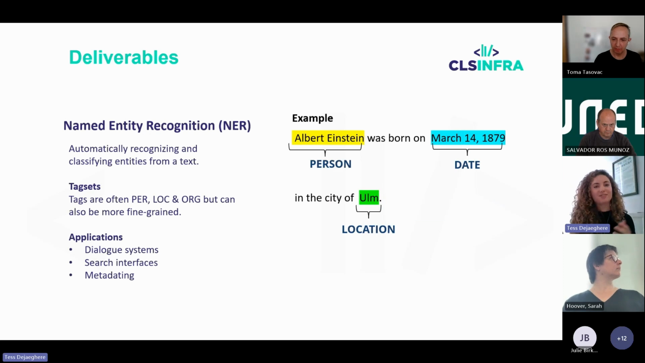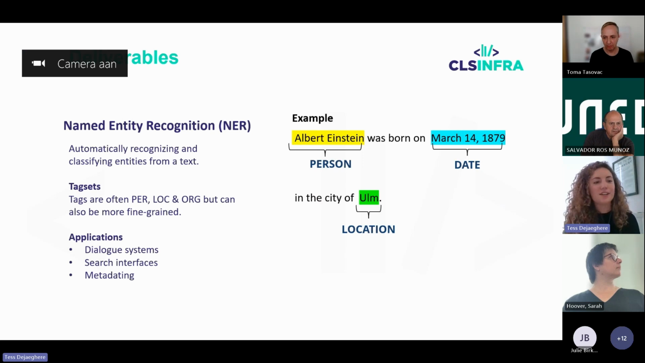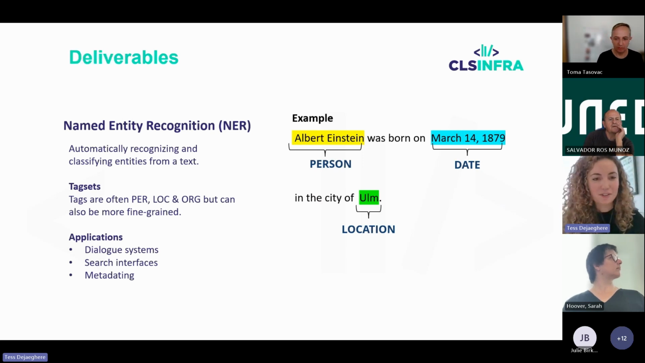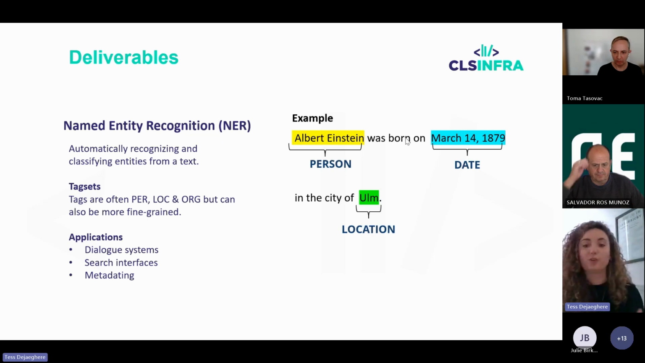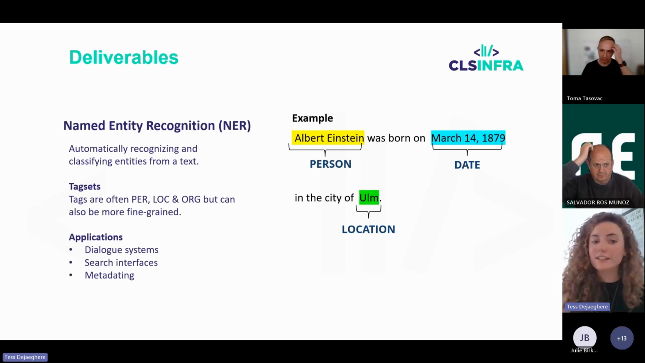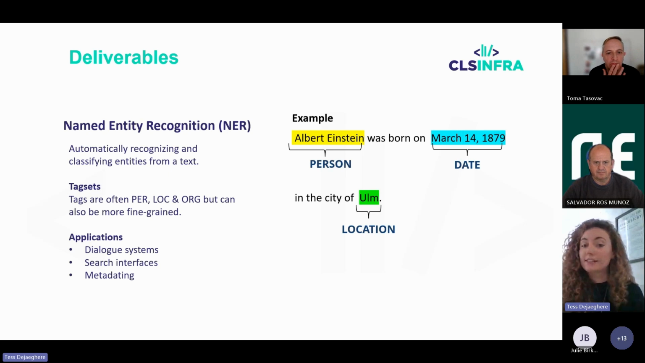I will quickly introduce named entity recognition again, just to go over it so that the terminology that I'm using is clear to everyone. So very concisely, named entity recognition is the automated recognition and classification of entities in a text. So in a sentence such as Albert Einstein was born on March 14th, 1879 in the city of Ulm, for example, you can make a system that automatically recognizes the people in that text, the dates, and the location, for example. Normally, tag sets are persons, locations, and organizations.